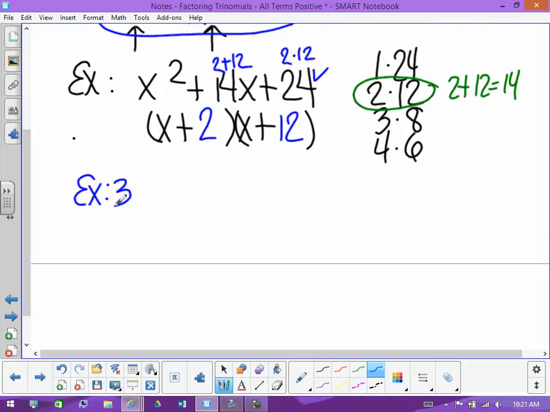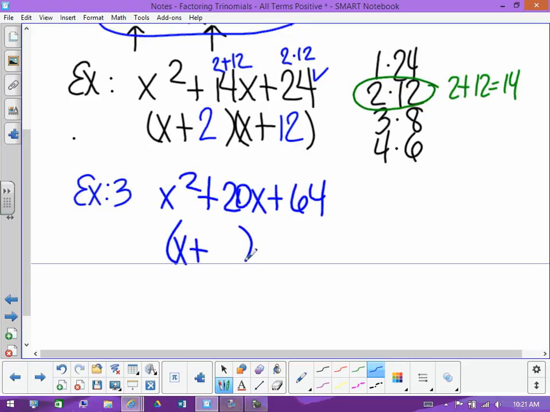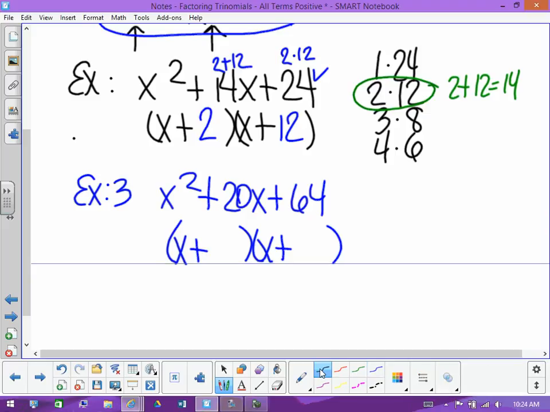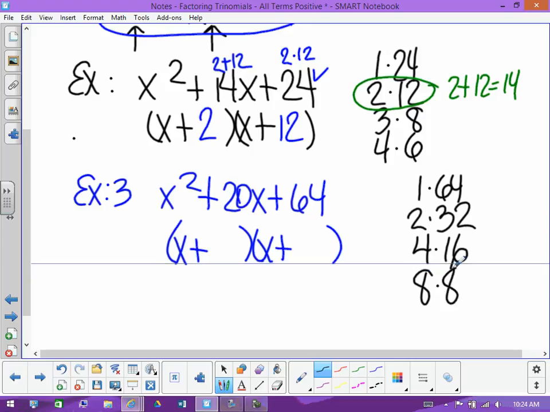You have to be really careful on your factors with this one. X squared plus 20x plus 64. I've done all the factors that you can think of. Okay, so if we list these out, we just had them 1 and 64, 2 and 32, 4 and 16, 8 and 8. Which pair do we want? We want 4 and 16.